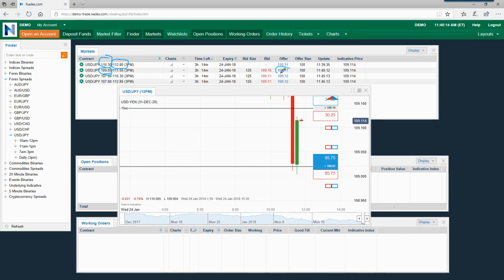My risk is the difference between the offer price and the floor price. Basically, I think 12. My profit potential is limited by the ceiling price. Does everybody understand that?